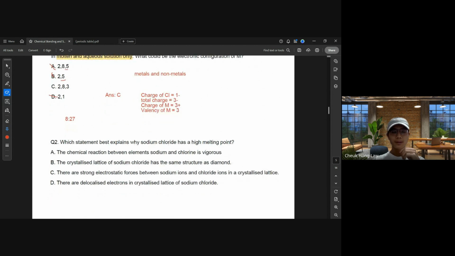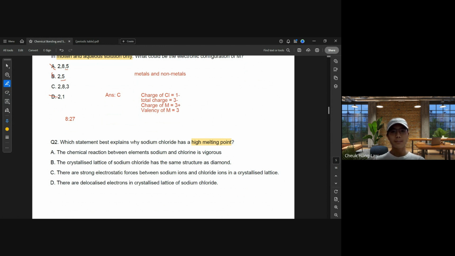Okay. Then we have question 2. Which statement best explains why sodium chloride has a high melting point? High melting point. So melting point is a measure of the amount of energy needed to break a force or overcome a force between the particles. So let's read the options.